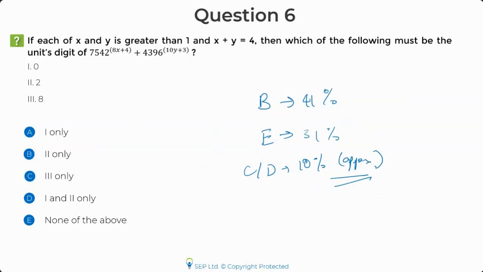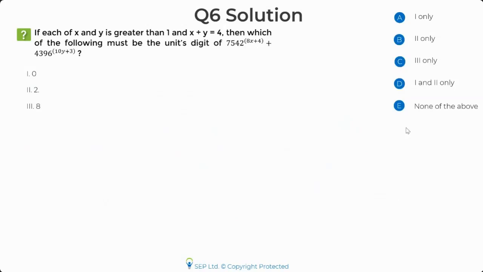Guys, since day one when I've been conducting webinars, especially on word problems, I've always told you focus on the variables, see what X and Y are. We always have a tendency of assuming the variables to be integers. Now in this question, tell me, is it given anywhere that X and Y are integers?